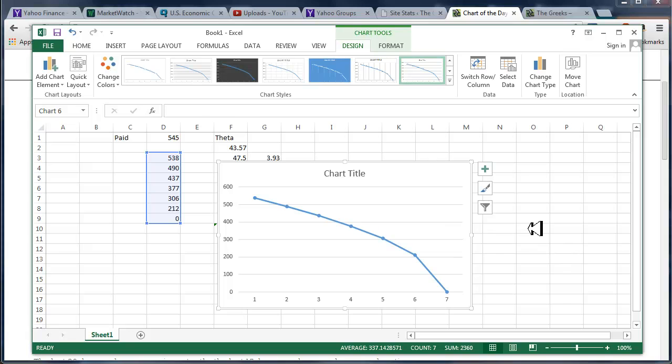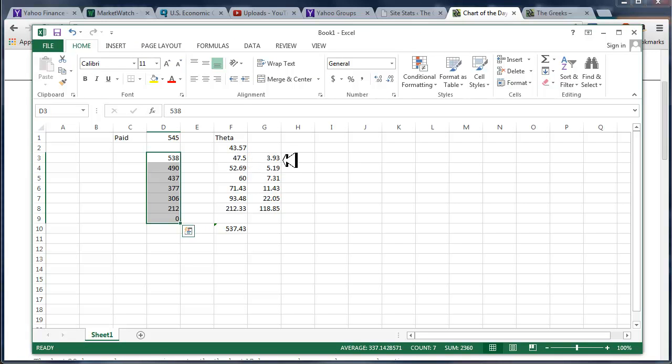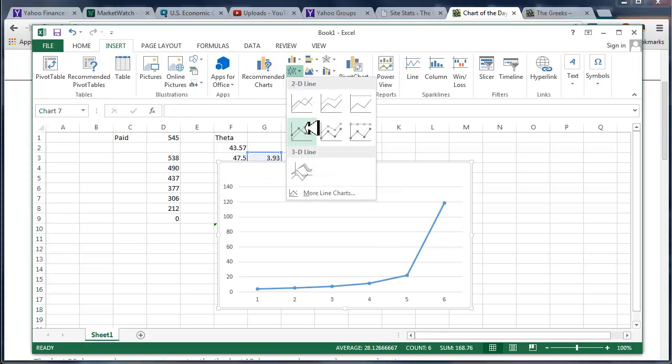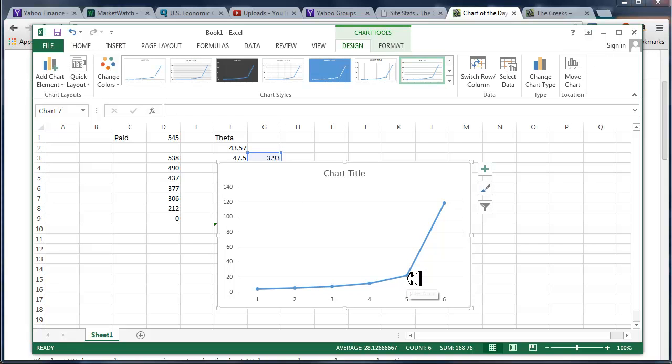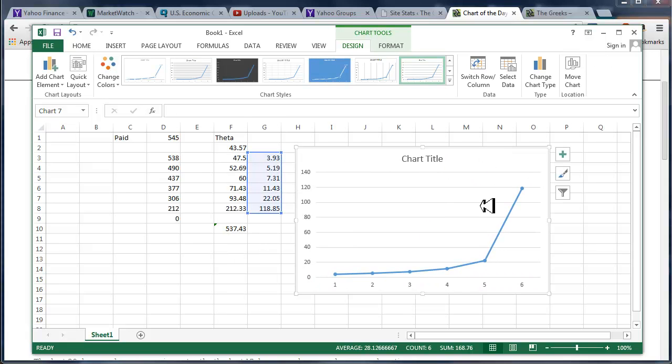Some of the other plots that I did was I took how much it was actually losing each day. So it starts out at 3.93 per day, goes up to $20, $22.05, and then finally it loses everything right away. So it's the inverse of the other graph. The other graph was how much it was worth, showing the loss, and this is how much you're losing, showing the gain on that.